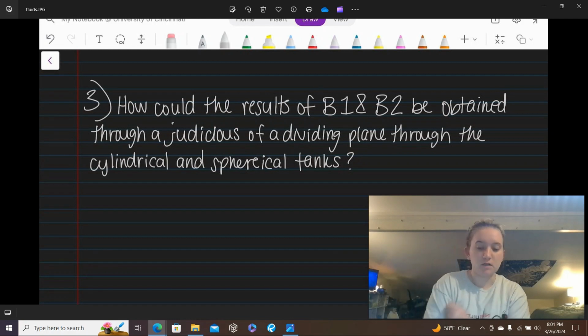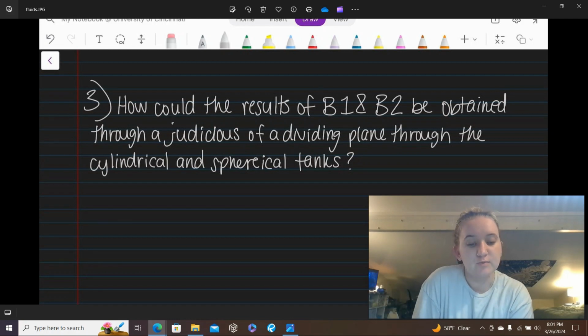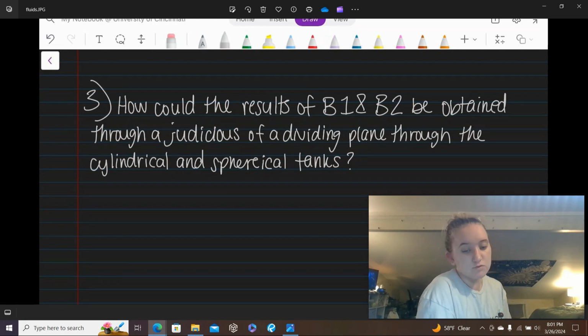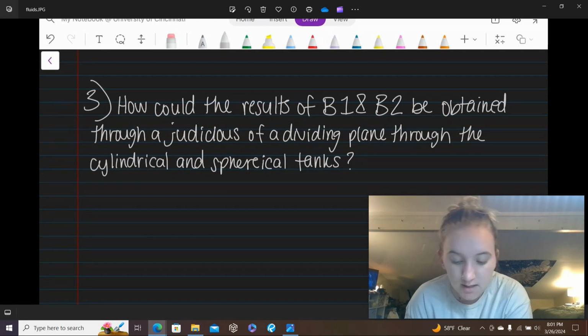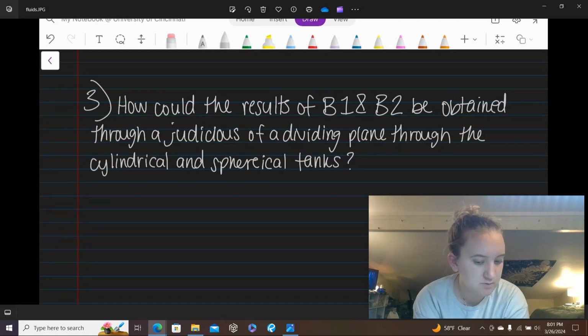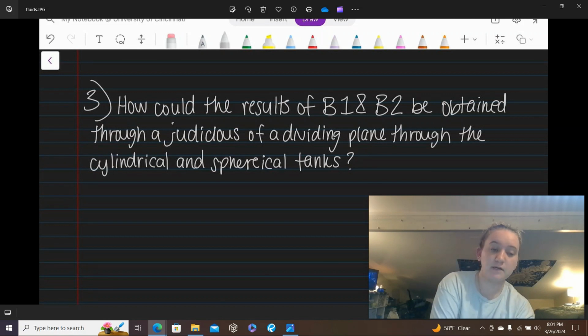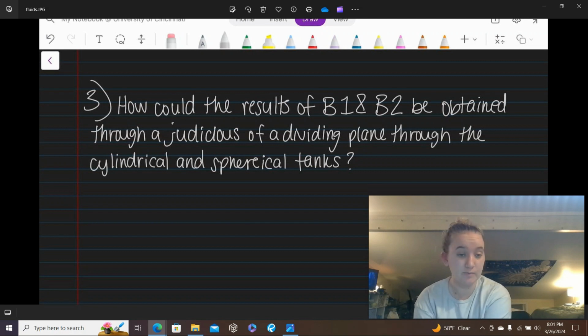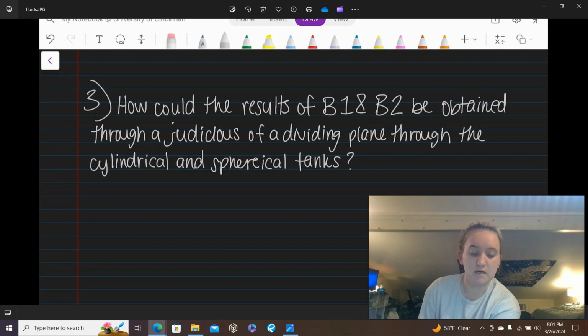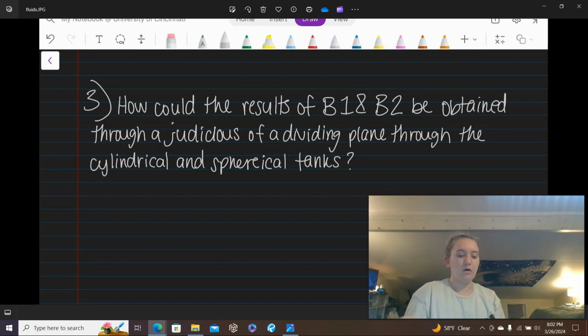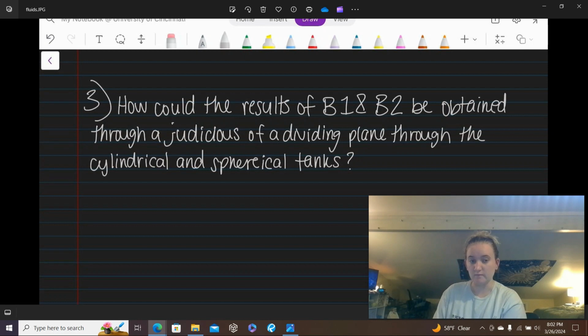So then for question 3, we're asked how could the results from B1 and B2 be obtained through a choice of dividing plane through cylinder and spherical tanks. I'm just going to talk about this one. Just that the dividing plane is chosen such that the pressure forces on one side of the plane are equal to the pressure forces on the other, which is what needs to be done to ensure the minimum wall thickness is the same on both planes of the wall and of the cylinder or sphere.